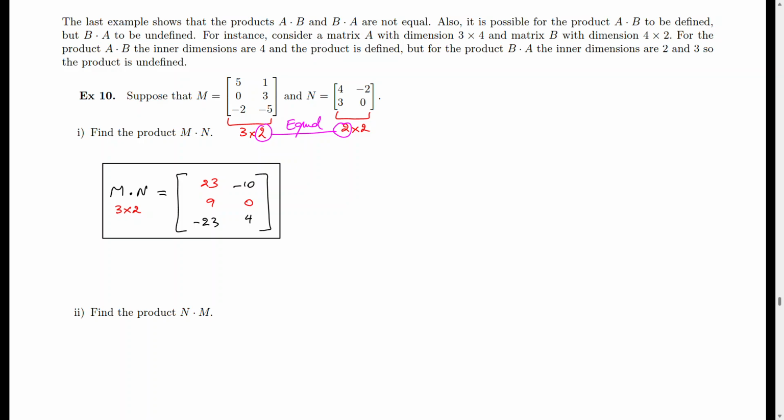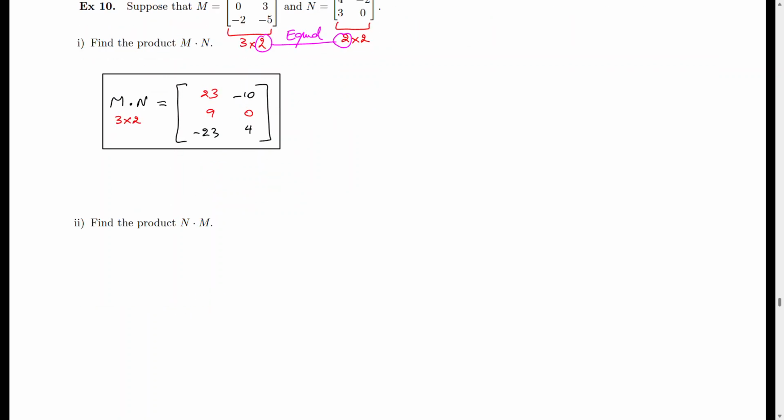So now for the second problem, we have to find the product of n times m. So let's see, is that doable? Is that possible? So n goes first, then m. Remember, n is the matrix with size 2 by 2, and m is the matrix with size 3 by 2. And unfortunately, these numbers here are not equal. So what does that mean? That means it is not possible to find the product of n first, followed by m afterwards.